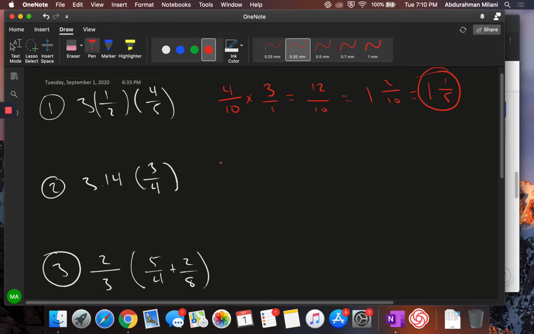The second one, just a different color. So we got 3.14 times 3/4. Now this is a benchmark fraction. 3/4 is the same thing as 0.75. That being said, you can turn this into a fraction and multiply that, or you can go ahead and turn this into a decimal and multiply that, whichever you're comfortable with. For this case, I'm going to go ahead and use a decimal. So 3.14 times 0.75.